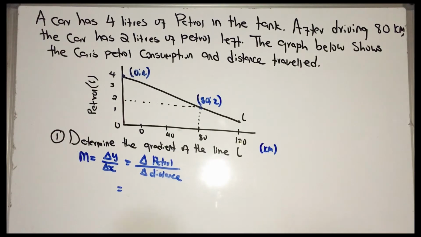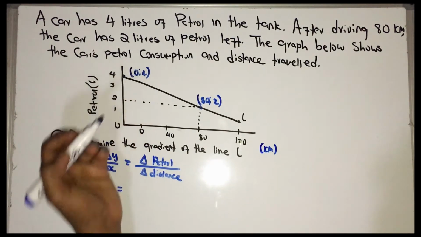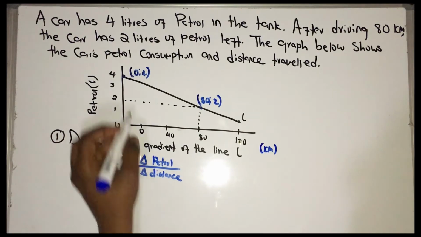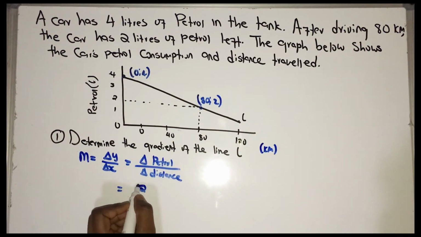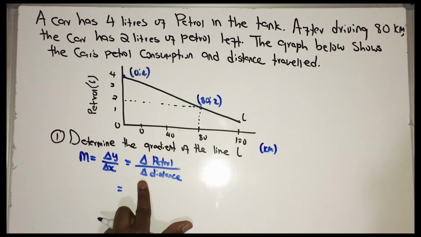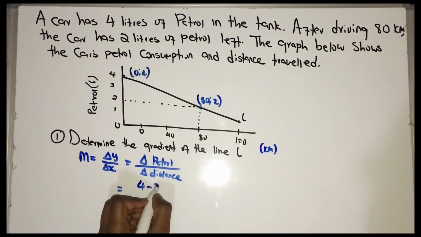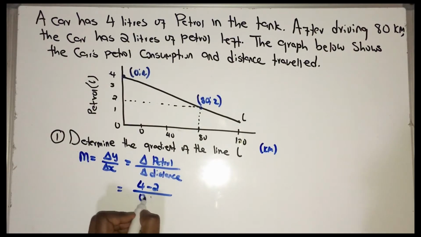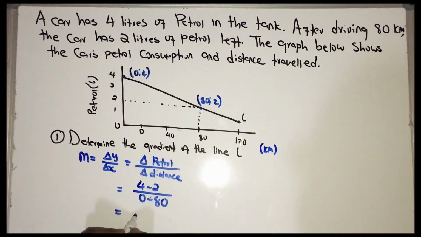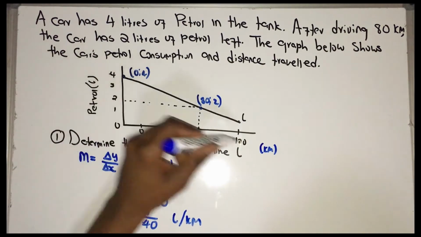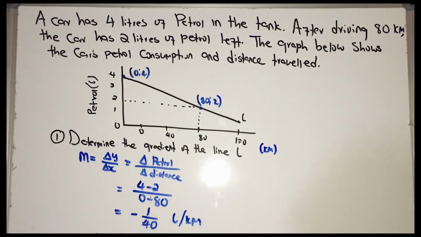Both these points are given, so you can find the gradient now. You can take y2 minus y1 over x2 minus x1. So I can start with this, it's going to be 4 minus 2, the y values, all over 0 minus 80. That's y2 minus y1 over x2 minus x1. So now this becomes minus 1 over 40. But what are the units? The units would be liters per kilometer. All right, so that's the first question.